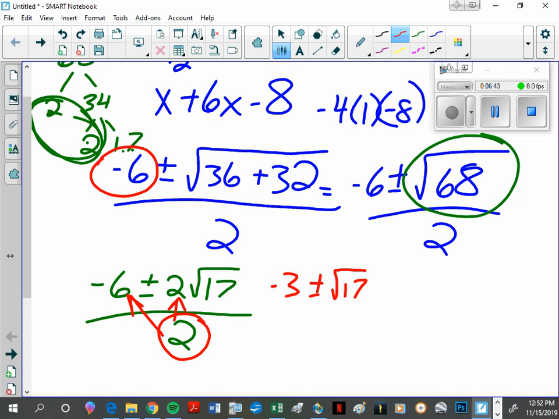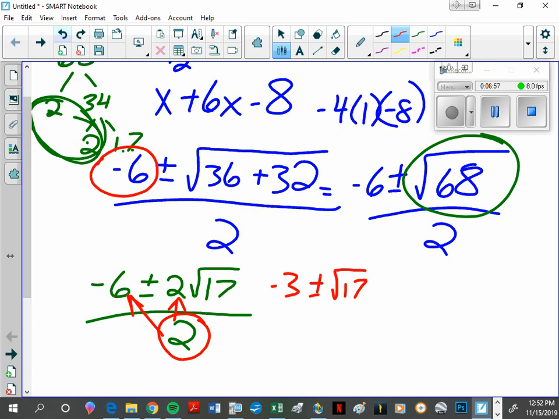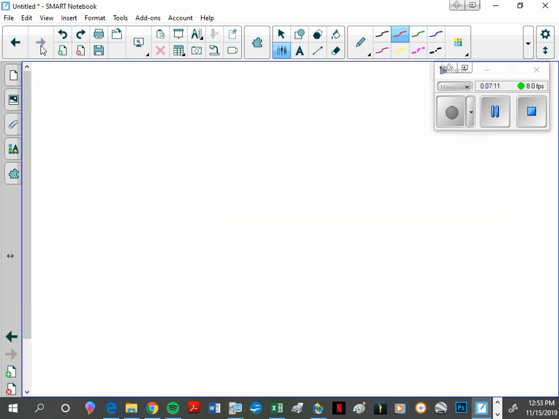Okay? So let me show you another one. Negative 6 divided by 2 is negative 3, and 2 divided by 2 is 1, and we can put a 1 there, but we don't need it. And then it's divided by 1, so we don't need to worry about that either. All right, what if I had 8 plus or minus the square root of 72 over 16?